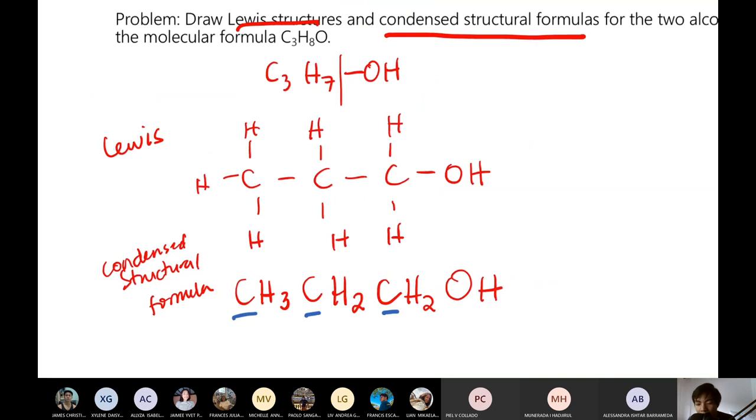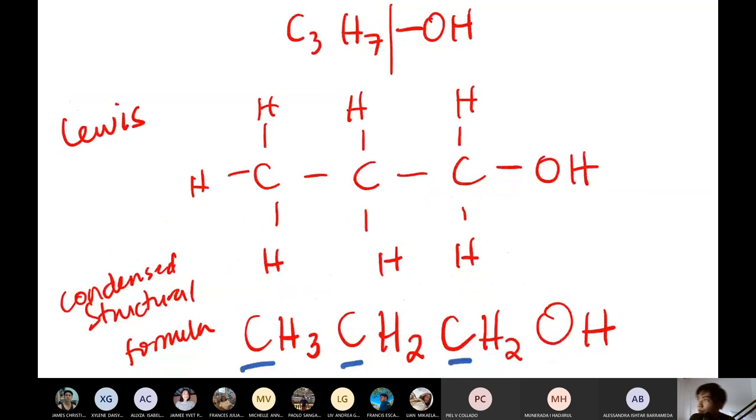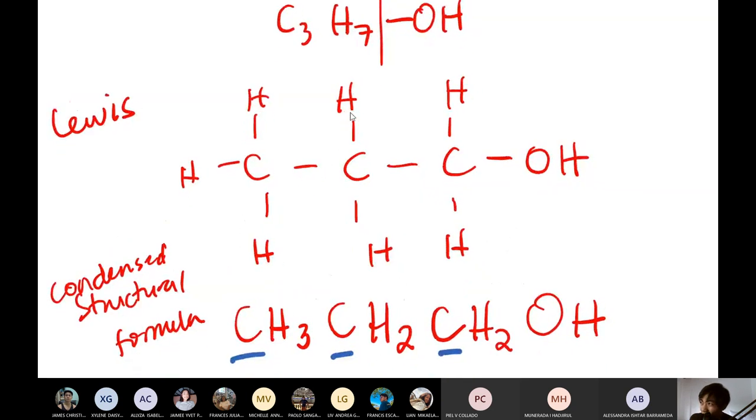O, saan pa kaya natin pwede idugtong yung OH? Lagay ko dito sa gitna. Itong OH, lagay ko sa gitna. Pag ito nilagay ko sa dulo, that is the same as this one. Okay? Pag ito nilagay ko dito sa leftmost, that is the same as the rightmost OH. Kasi parang flinip mo lang yung paper. Flinip mo lang yung molecule.